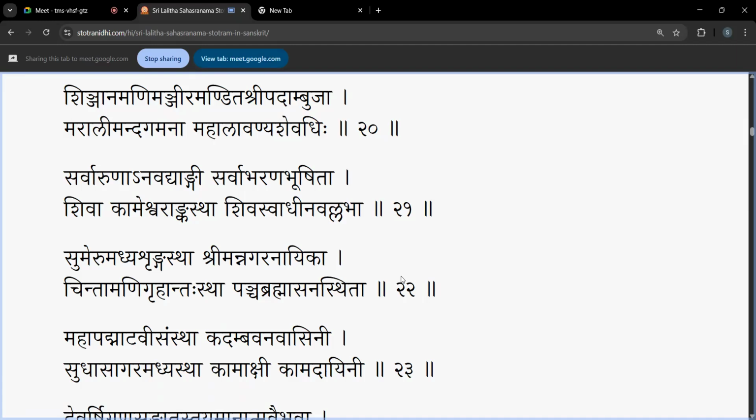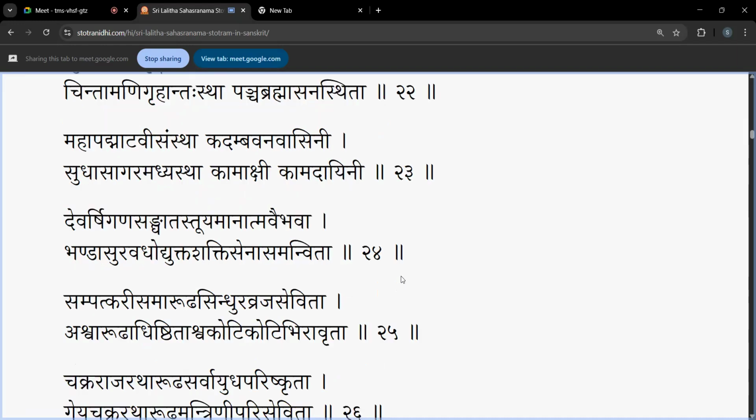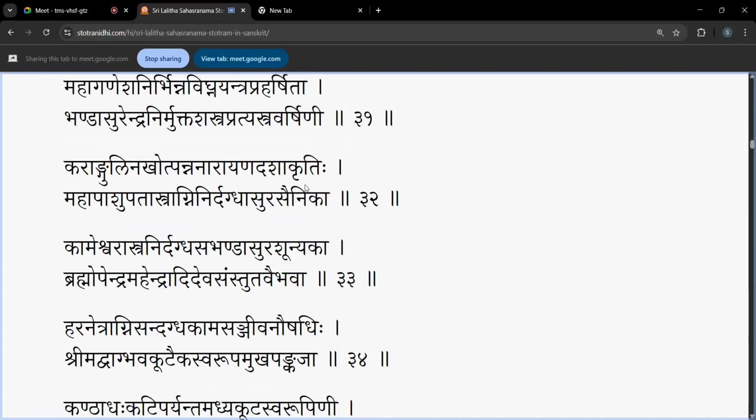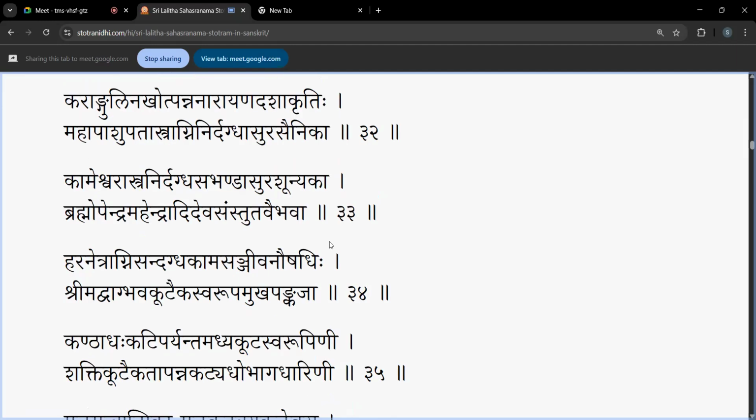But because it is at the end of a sentence, the swara just before the two dots is E, "Shevadhi". Hence, it will clone that swara and make it "Shevadhihi". And one other example, let's just find out. For example, 32. "Karanguli nakhotpanna narayana dashakritihi". Again, "kriti" ends with E, and so it takes an extra hi. "Kritihi". "Aushadhihi".